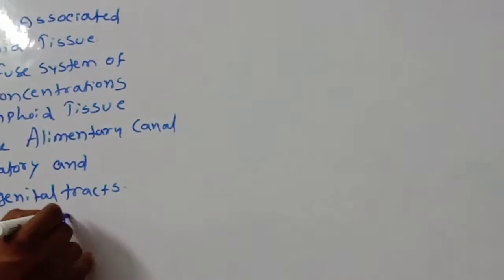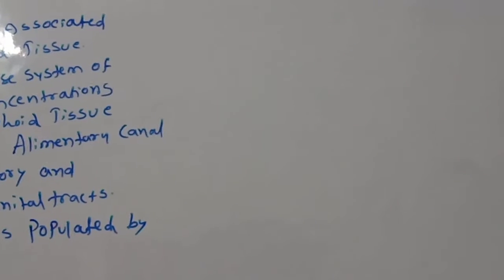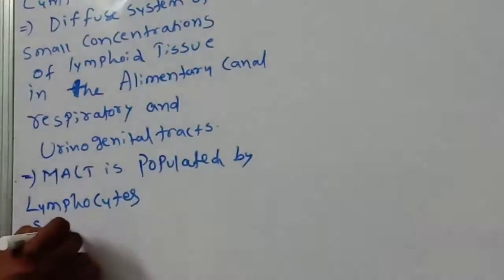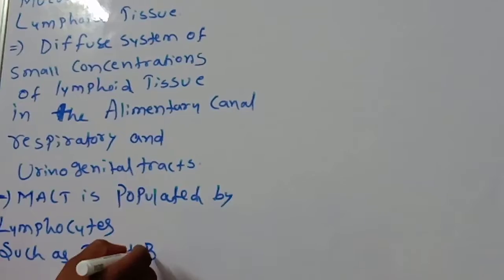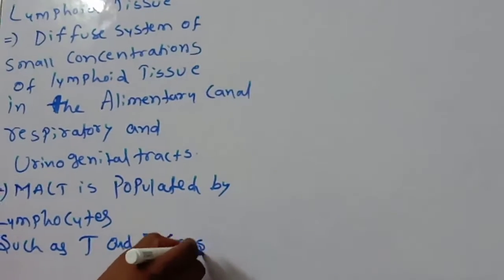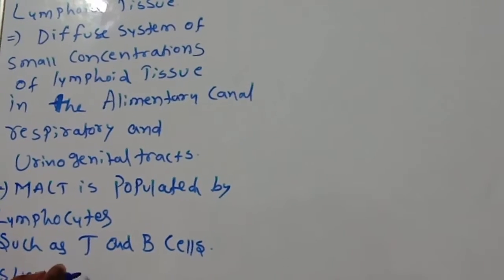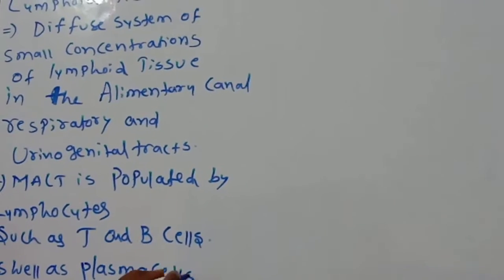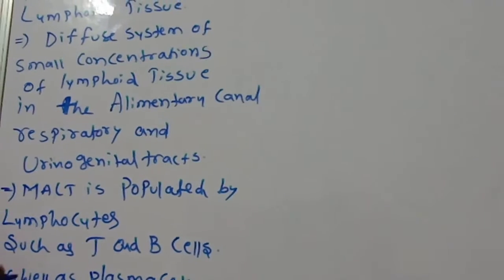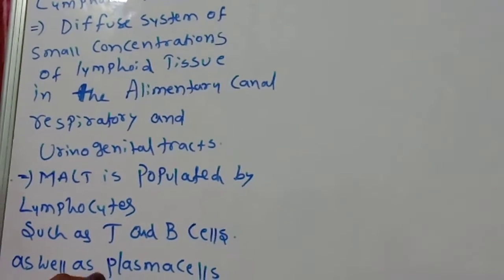MALT is populated by lymphocytes such as T and B cells, as well as plasma cells. Okay, children, plasma cells, and macrophages.